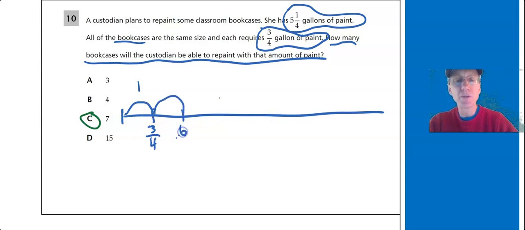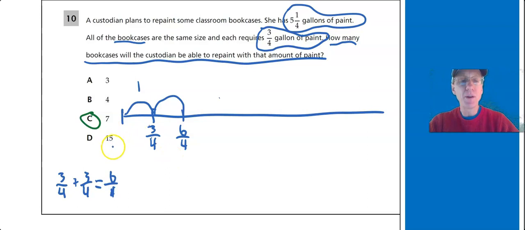Now that's 6/4. Again, what I just did is I just said 3/4 plus, all I'm doing is adding 3/4. 6/4. Okay. So how much paint? This is my paint down here. Okay. And these are my bookcases.